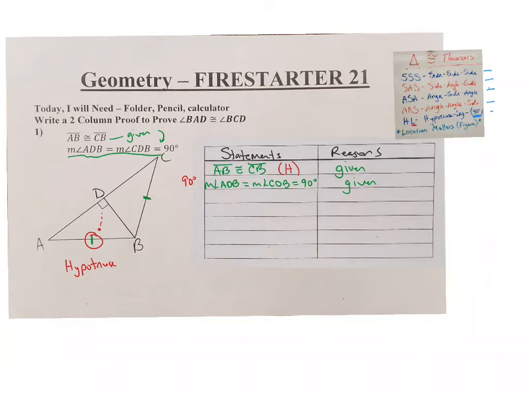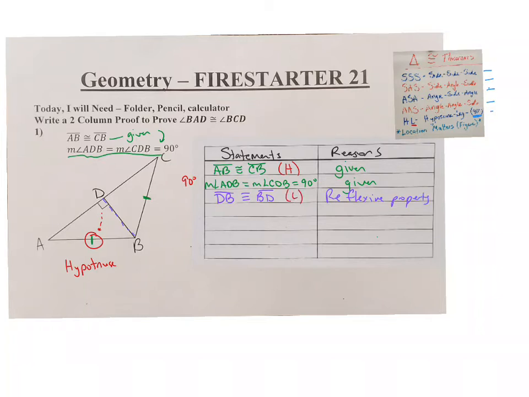So remember, the only thing I could really see is, look, that side right there, DB, is a part of both triangles. I get to say DB is congruent to BD. And the reason for that is, remember, one of the only properties that we can just look at it with is reflexive property.